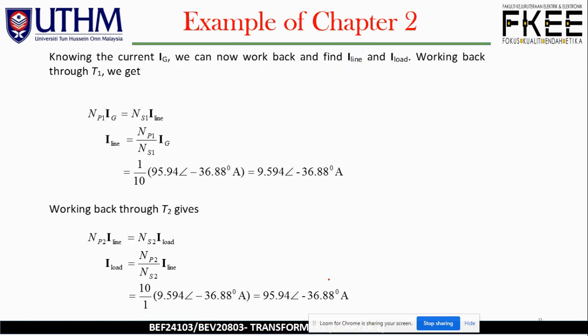Okay, now we try to work back, or we try to re-expand our circuit. So knowing the current I_G, we can now work back and find I line and I load. So working back through T1, we get N_P1 I_G equal to N_S1 I_line. So this is from the turn ratio. This is where the turn ratio plays a crucial role. So we have this relationship where a equals N_P over N_S, for the transformer number 1. So this is equal to I_S over I_P. In this particular example, I_S is really I line, and the primary part is actually I_G. It's coming from the generator.